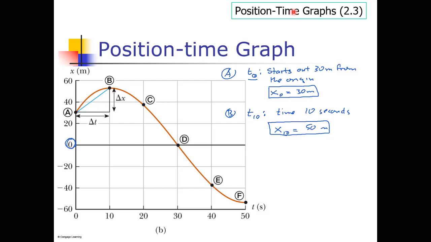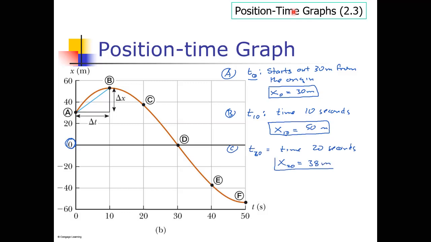At point C, time is progressing. Now we are 20 seconds into the motion. Time here is 20 seconds. So 20 seconds later, that's essentially what we're doing here. The object, at x equals 20, is at a position that is roughly 38 meters. So what has the object done here?